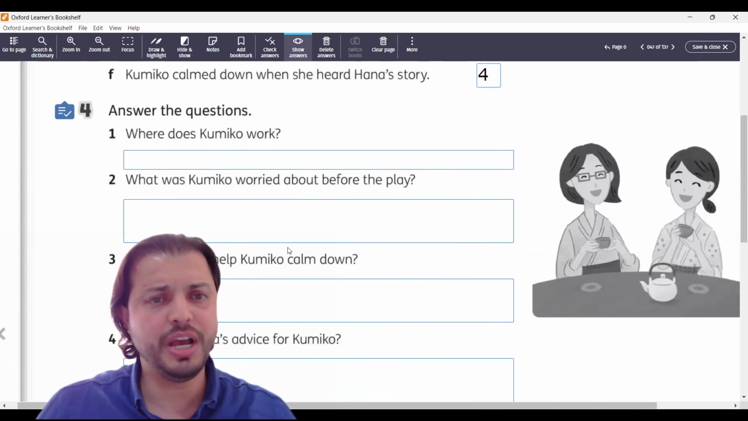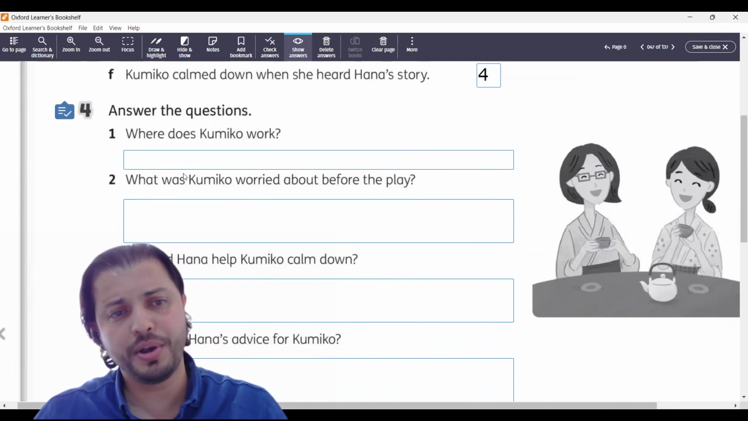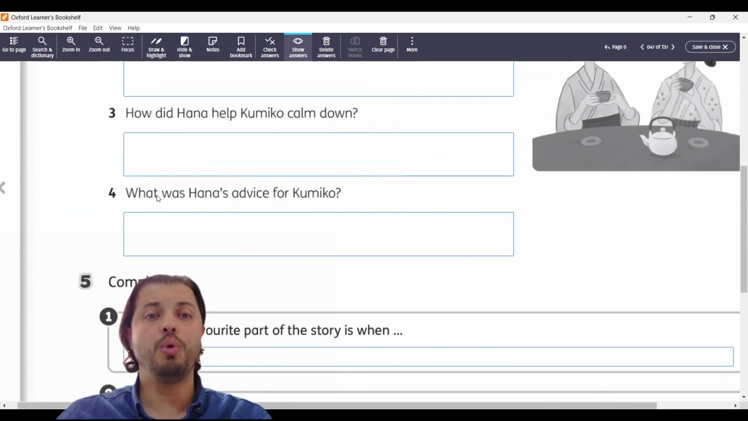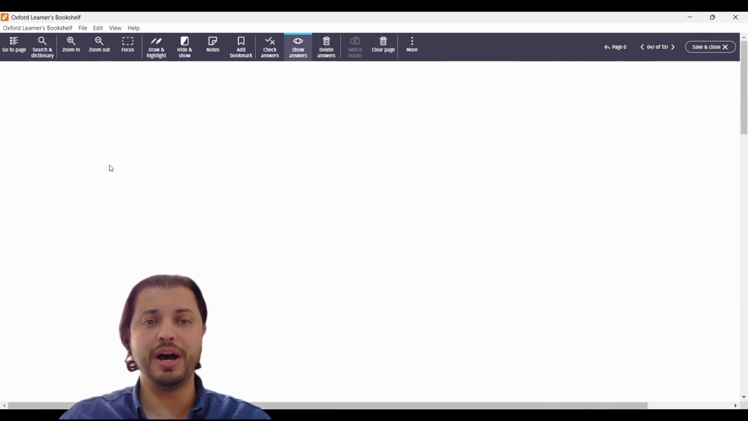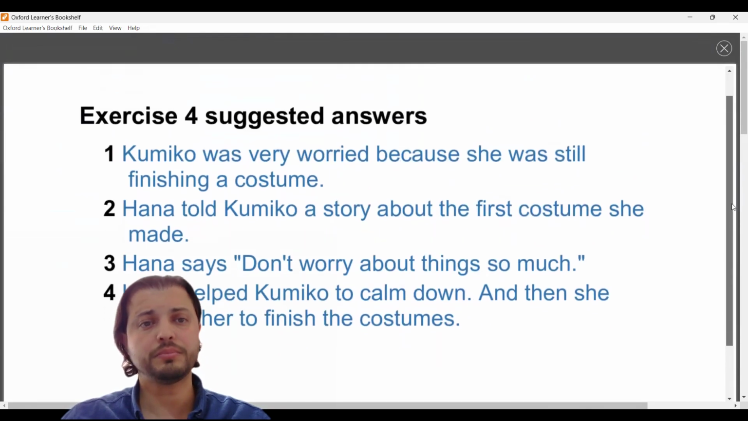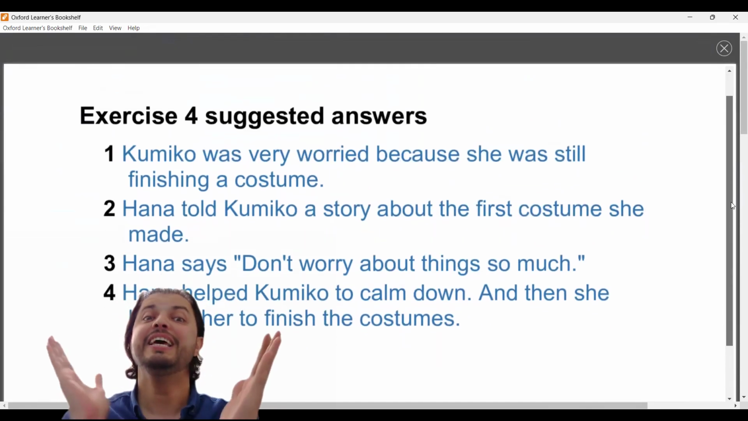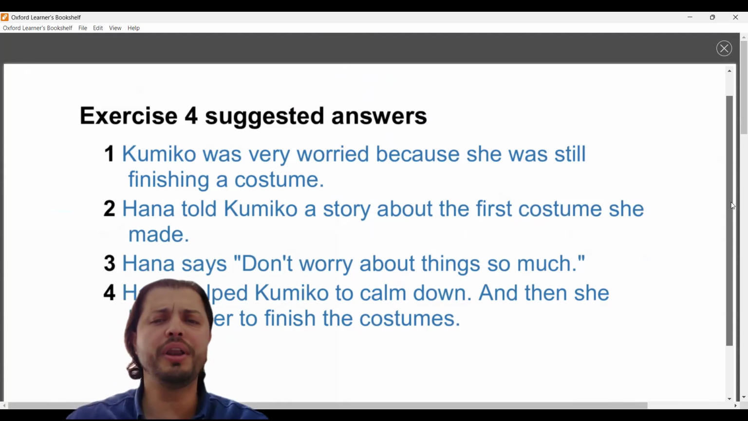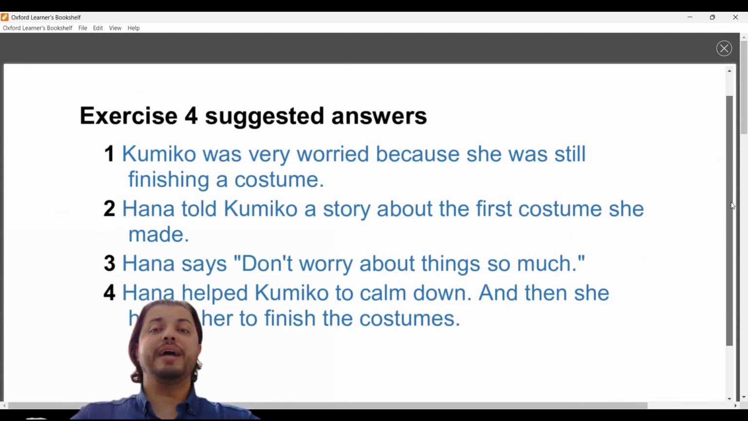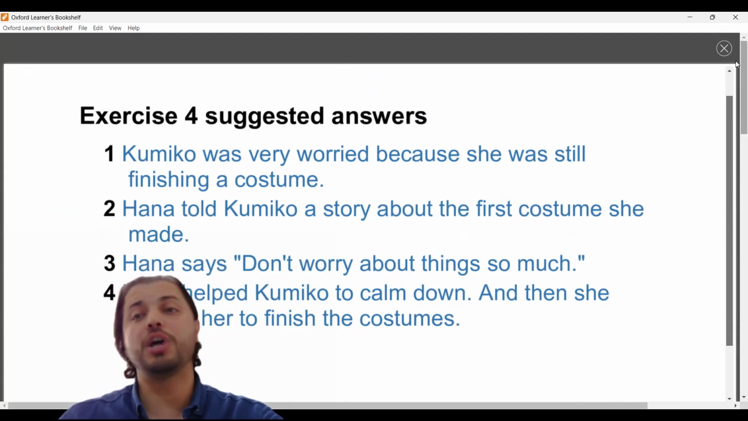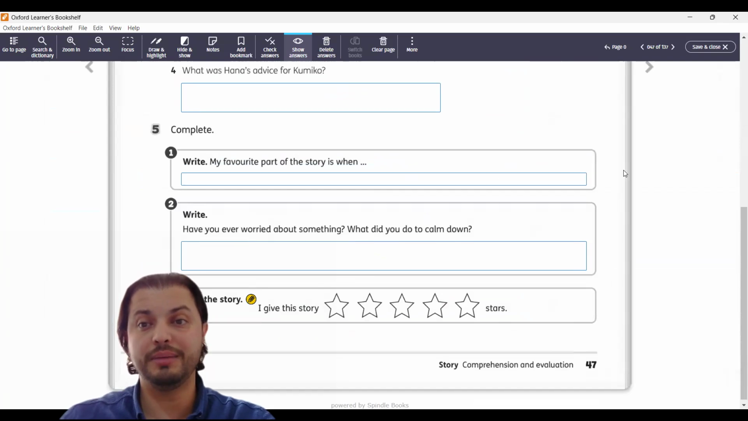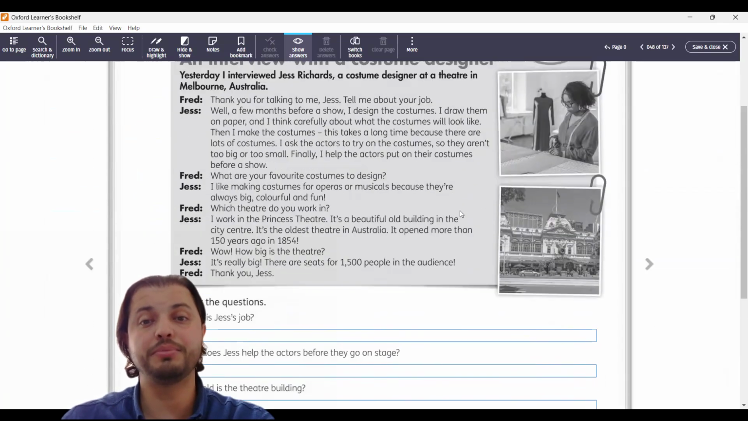Cool. Now let's answer the questions. Where does Kumiko work? What was Kumiko worried about before the play? How did Hannah help Kumiko calm down? What was Hannah's advice to Kumiko? So answer the questions in that way. Kumiko was very worried about it. She was still finishing a costume. Hannah told Kumiko a story about the first costume she made. Hannah says, don't worry about things so much. Hannah helped Kumiko to calm down, and then she helped her to finish the costumes. That's really good, a friend. Yes, it's really important sometimes to have one. We need that sometimes.